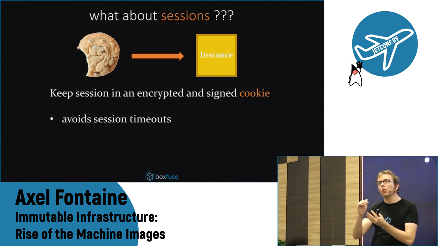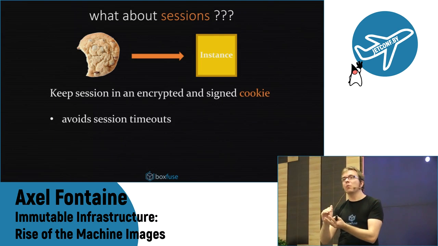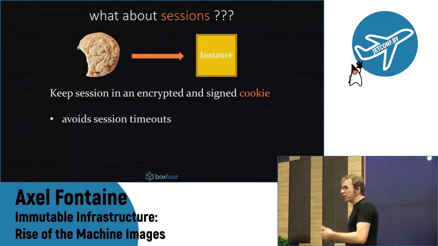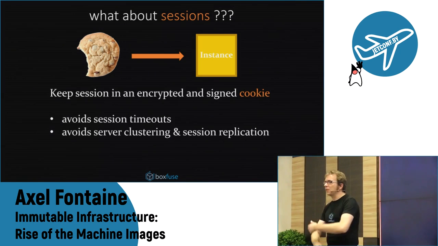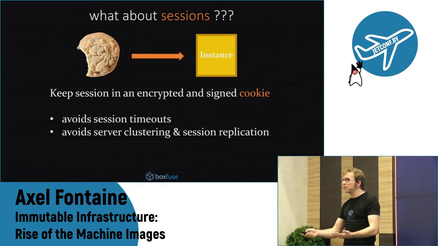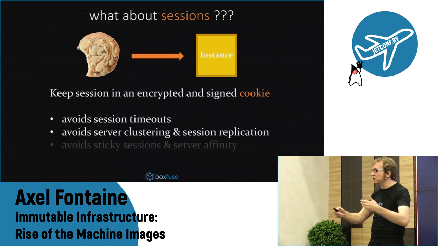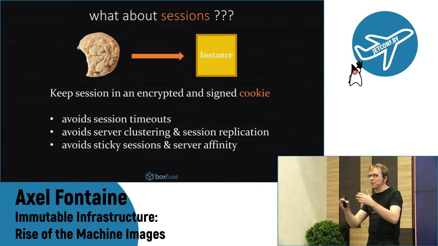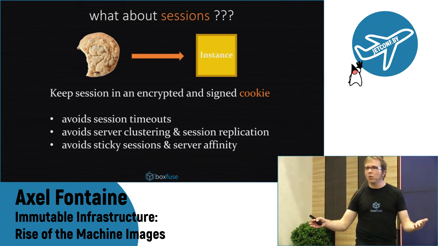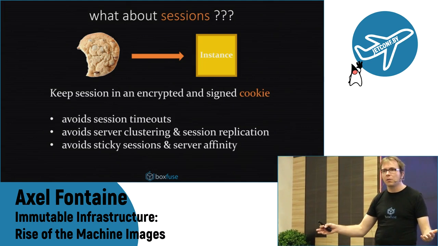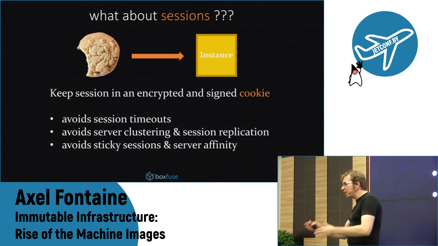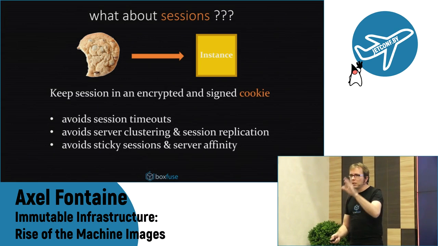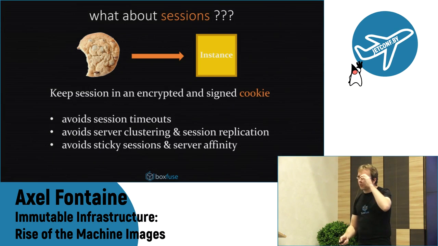So you can do a lot more with the same machine, or work with smaller machines to serve the same amount of users. And you can get rid of annoying things like session timeouts. You can get rid of all the complexity with clustering and replication, because now you're just farming your machines. So you don't need to think about sticky sessions and server affinity, which, by the way, don't work at all in an auto-scaling world. So you get rid of all these issues, and you have a much nicer model to work with.